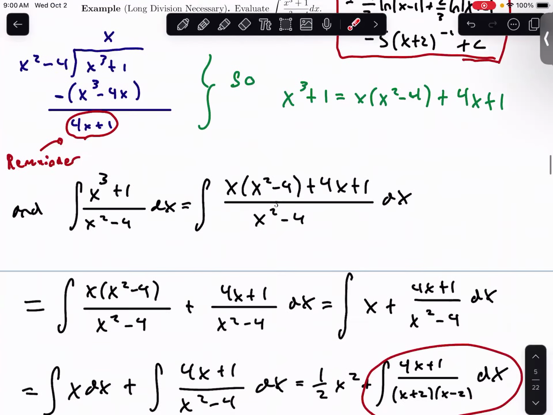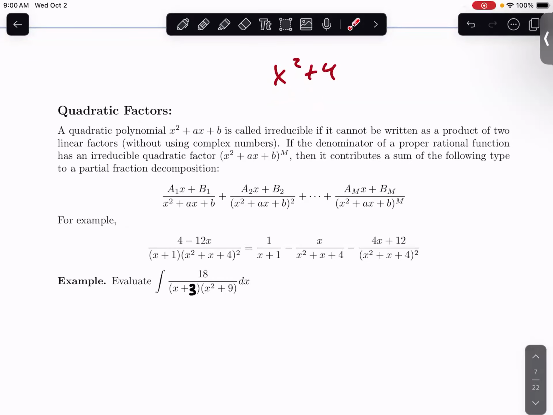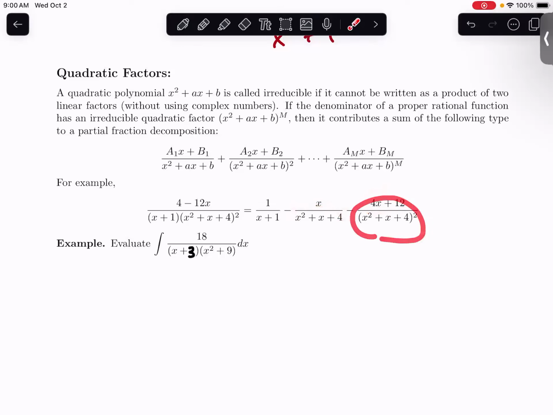But when you have irreducible quadratic expressions in the denominator, inside of the numerator now, you have to have linear functions instead, right? So we looked at one example before, this larger integral right here, where we have 4 minus 12x, and then in the denominator, we have a linear factor and this irreducible quadratic factor, x squared plus x plus 4 squared. Then we end up getting 1 over x plus 1 over here. But then you also have other fractions of the form minus x over x squared plus x plus 4, and then also this minus 4x plus 12 over x squared plus x plus 4 squared.